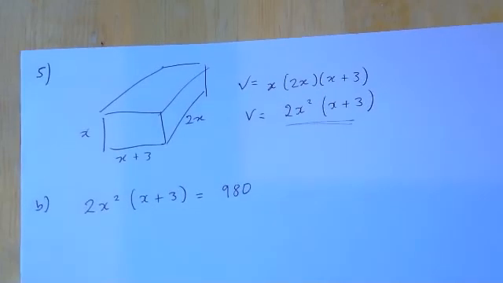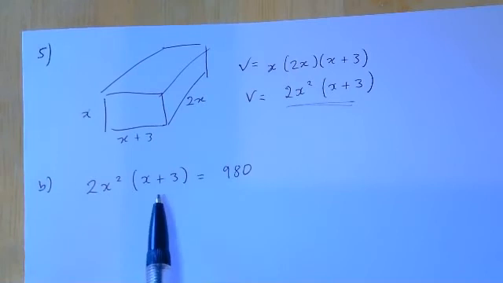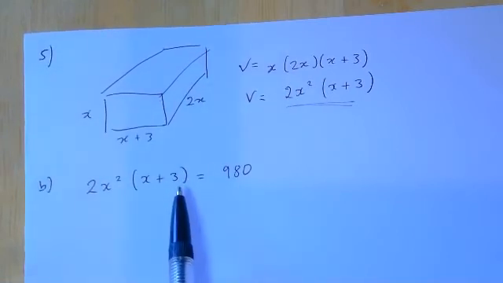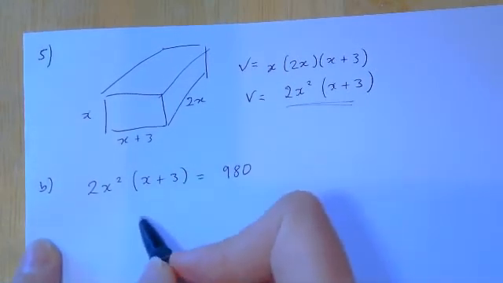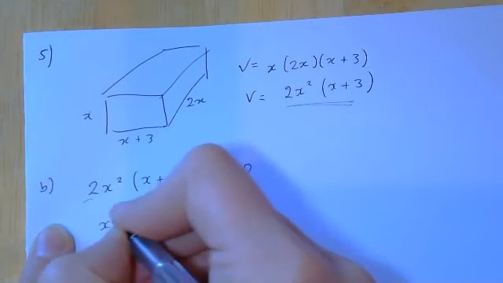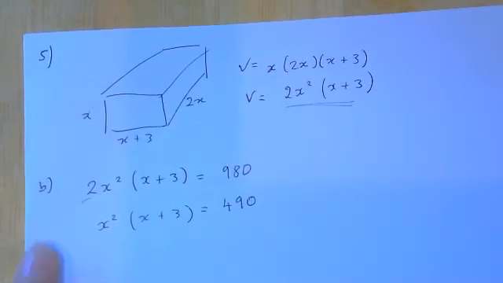So now I need to tidy this up and get a quadratic. Oh, sorry, it's a cubic. I'm going to get a cubic, which hopefully resembles the one in the book. But anyway, we'll just fiddle with it and then see what we get. I'm going to divide both sides by 2 to begin with. So I'm going to get x squared, x plus 3 equals 490. You might not have done that.